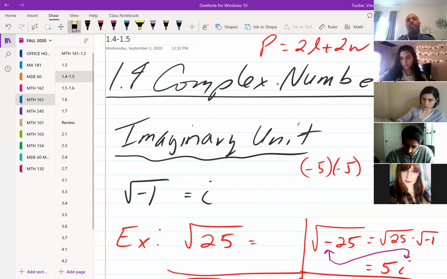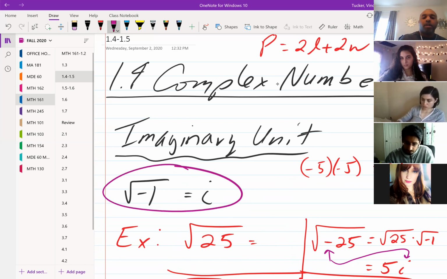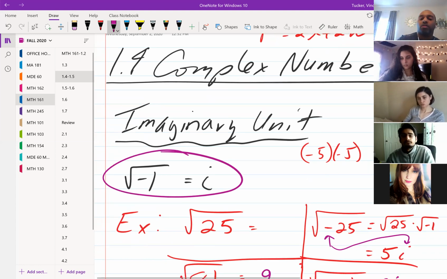All right, so we're looking at the square root of -1. That's the imaginary unit, i. Whenever you're taking the square root of a negative, you always have to implement i. Okay, and so why is that the case?